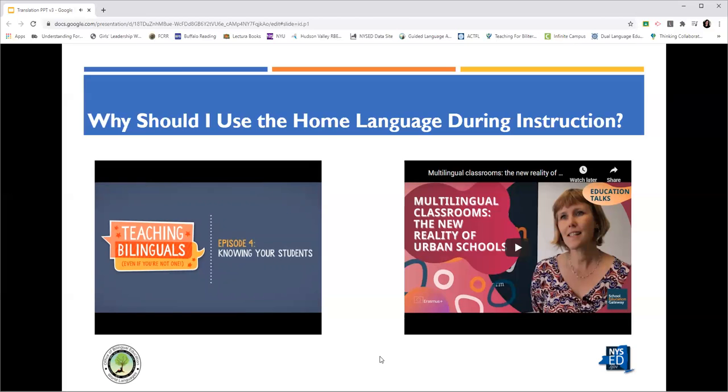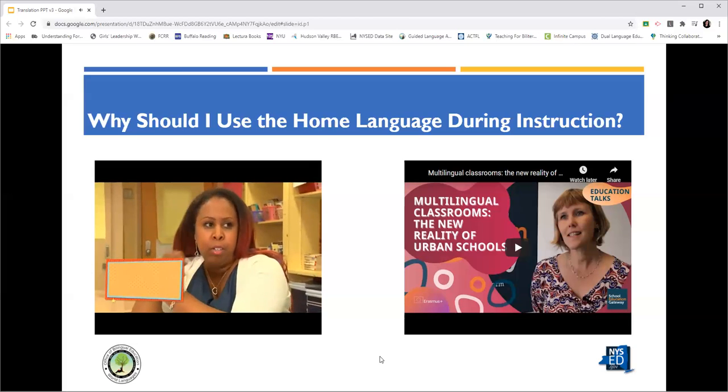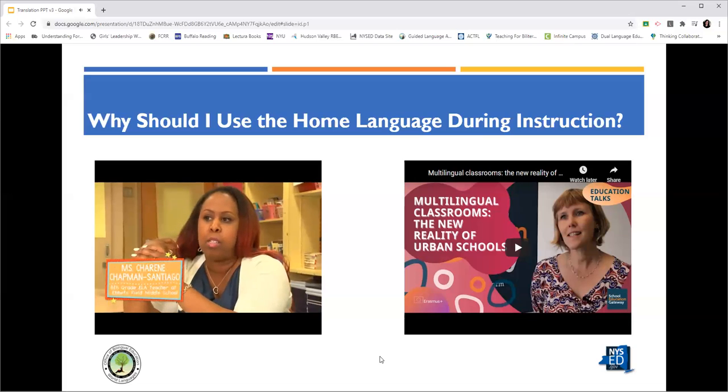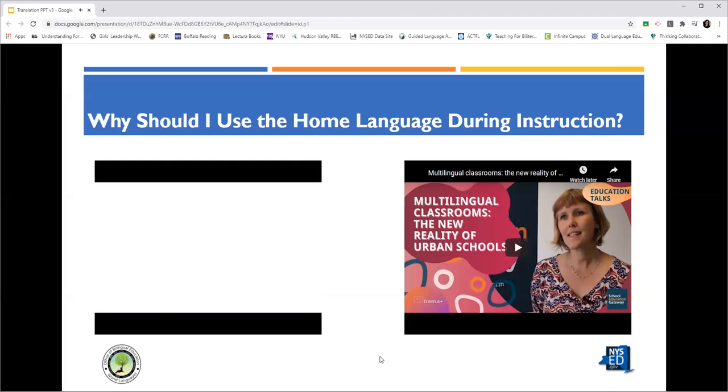I think the quote really inspires me to dive deep and understand who the student is, and not just a name on a roster, but who is that person, and build a relationship. Let's get into Miss Chapman-Santiago's tips for building relationships with her bilingual students.